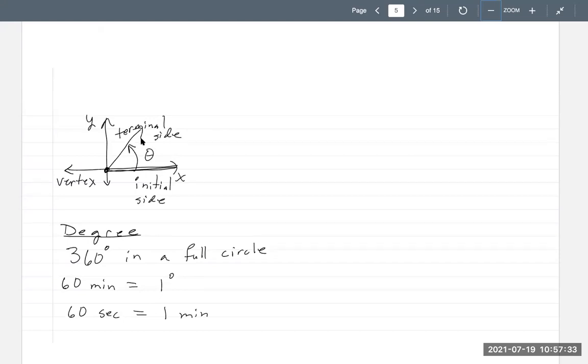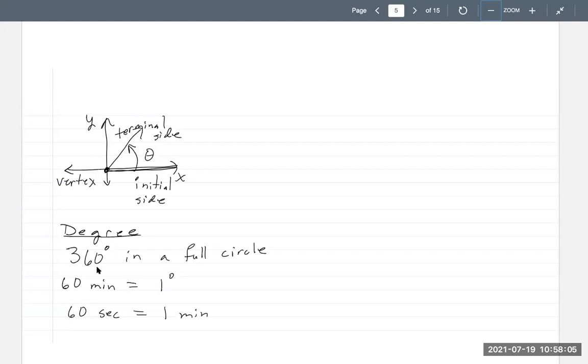Now the question is, how do I measure this angle? Well, one way is in degrees. There are 360 degrees in a full circle. Why? This goes back to ancient times, to the fact that the Babylonians did everything in base 60.